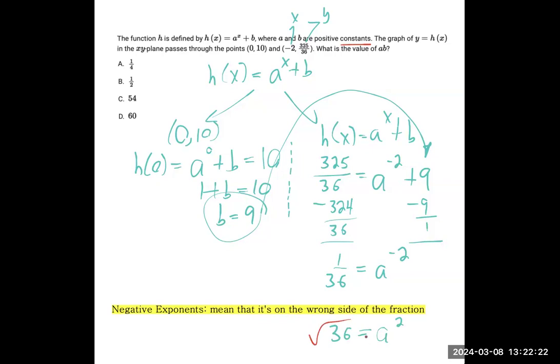Now we can take the square root of both sides and we get a is plus or minus 6, but in most situations, we would just say 6. And now we're plugging that into ab. So we went here, now we're going here. ab is going to be 6 times the b we got before, which is 9. And that gives us 54, which is answer choice C.